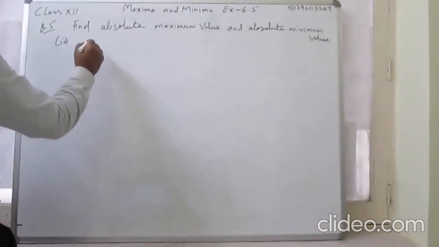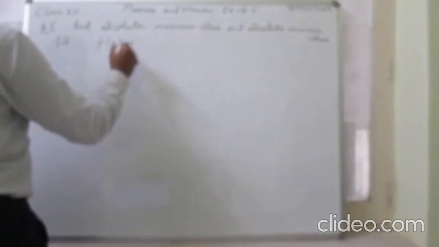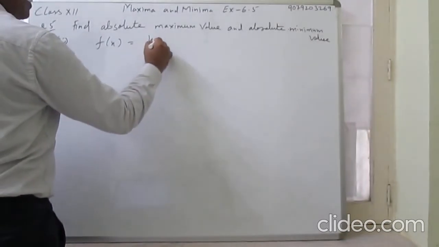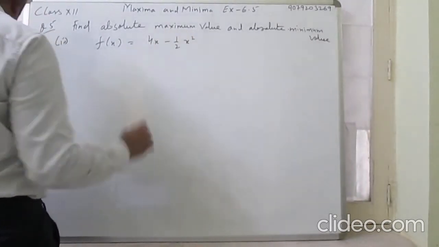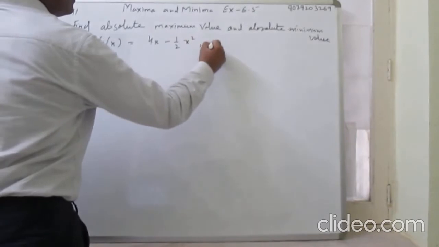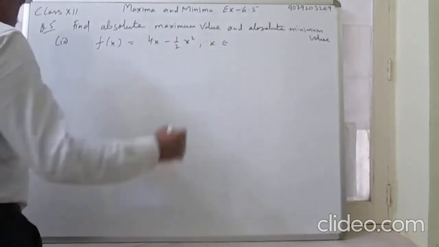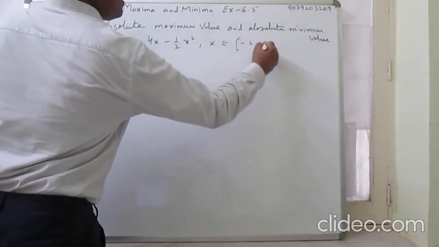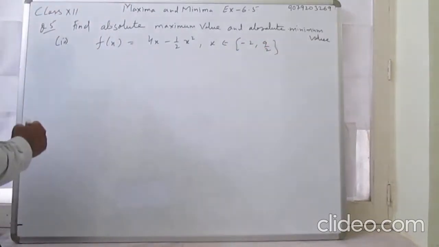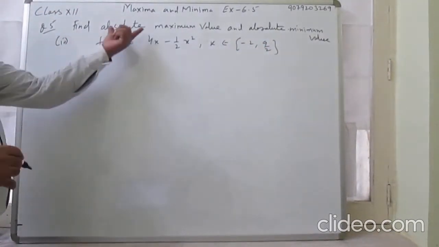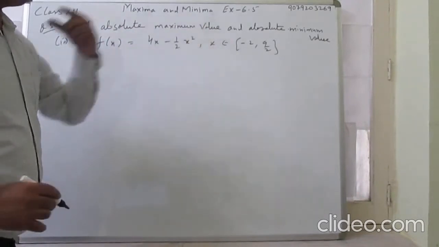Third part, function is given to you, f(x) is equal to 4x minus half x square, x belongs to [-2, 9/2]. Now we have to find the absolute maximum value and absolute minimum value.